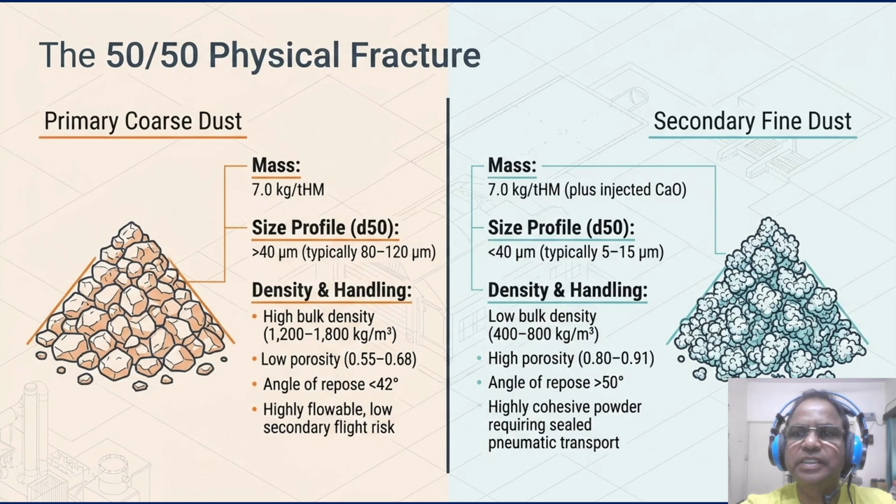So notice the density difference. The coarse dust is heavy at up to 1800 kg per cubic meter, while the fine dust is a fluffy 400 to 800 kg. This high porosity cohesive powder requires sealed pneumatic transport because its angle of repose exceeds 50 degrees. Understanding this physical breakup is mandatory for designing your silo and conveyor system to avoid blockages. Beyond the physical size, there is a complex thermodynamic reason why the dust is split this way.